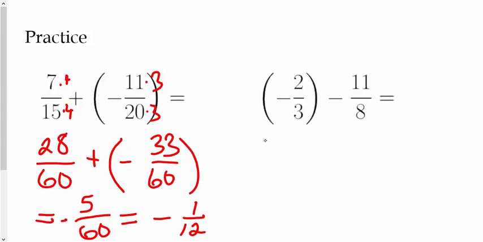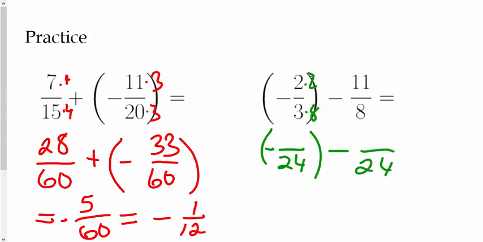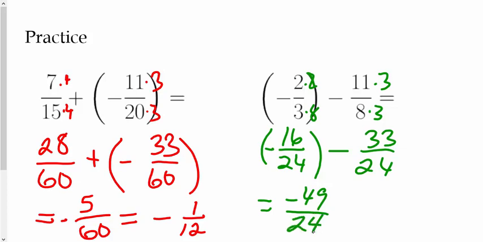In this last example with 3 and with 8, the least common denominator is going to be 24. 3 times 8 is 24, so 2 times 8 is 16, minus 8 times 3 is 24, 11 times 3 is 33. Negative 16 minus 33 is negative 49. And negative 49 over 24, you can leave your answer like that, but if you want to make it a mixed number, you can write it as negative 2 and 1/20. And that's how you add and subtract rational numbers.